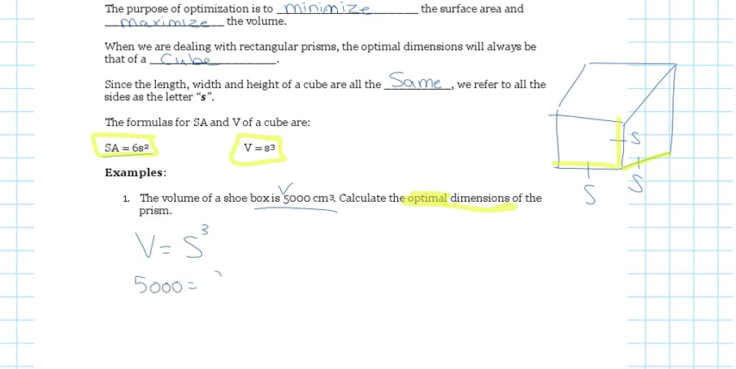How do you solve for S? How do you want to isolate for that S? What do you do with that cube? Put it on the other side. And then what would it be? What's the opposite of cube? Because there's no number there. So what would you be doing to it? What's the opposite of cube? Square. No? What's the opposite of square?